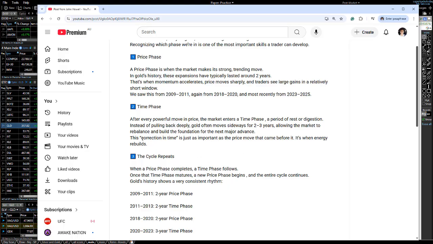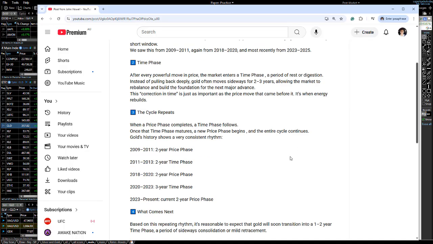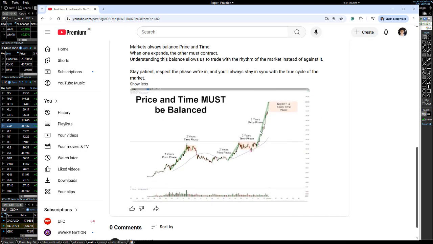Remember, the correction in time is just as important as the price move that came before it. It's when the energy rebuilds. It's so important to understand that big moves come off the back of when the market has built the energy first. It's an energy source. Everything is energy. And if you look at this chart here, we've been using so much energy for so much time, and you are going to see a time phase.